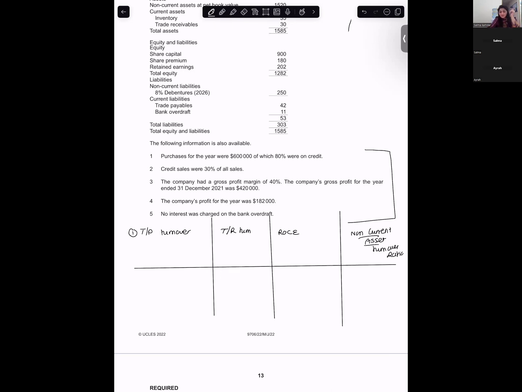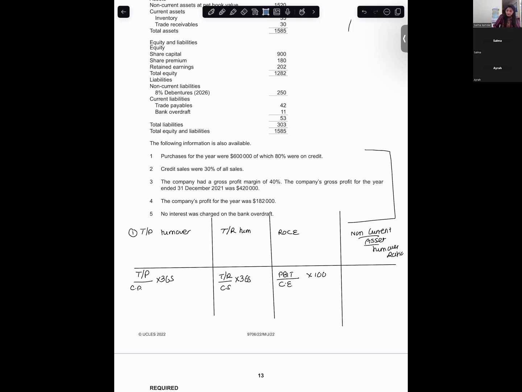Can you give me the formula for trade payables turnover ratio? Trade payables upon credit purchases into 365. Trade receivables turnover ratio? Trade receivables upon credit sales into 365. Return on capital employed? Profits from operations upon capital employed, into 100.